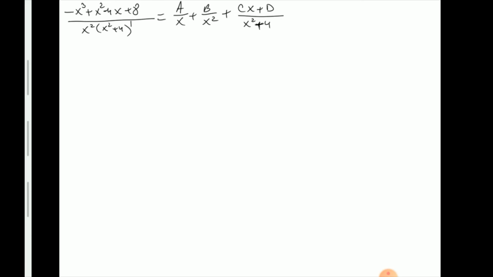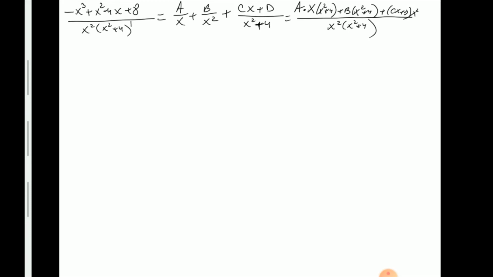How do we remember? We need to combine the fractions now, just like before, the fractions on the right hand side. So the common denominator is x squared times x squared plus 4. Be careful to multiply each fraction by the missing factor. So that means a has already x on the bottom, so it needs to receive another x, and x squared plus 4. B needs to be multiplied by x squared plus 4. And then cx plus d needs to be multiplied by x squared. Right, the missing factor.